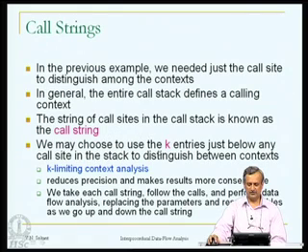So, we may choose to use only k entries just below any call site in the stack to distinguish between contexts, in which case it is called a k limiting context analysis. So, we are not using the entire call stack, but at any point in time just the k entries below a particular value in the stack, those are the k preceding calls, callers rather. Those are the only ones we are going to consider. That becomes a k limiting context analysis. Such a k limiting context analysis reduces precision and therefore makes results even more conservative.